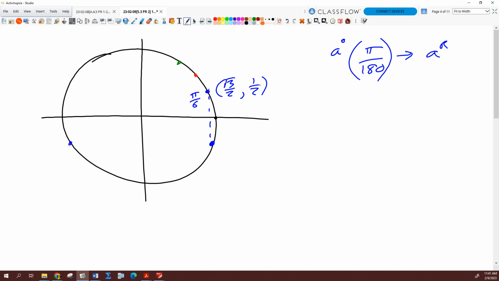So if this is pi/6, then this one right here must be 2 pi backing up by pi/6. Okay? Does that make sense? And this one here must be pi plus an additional pi/6 to get down to that y coordinate of negative 1/2.